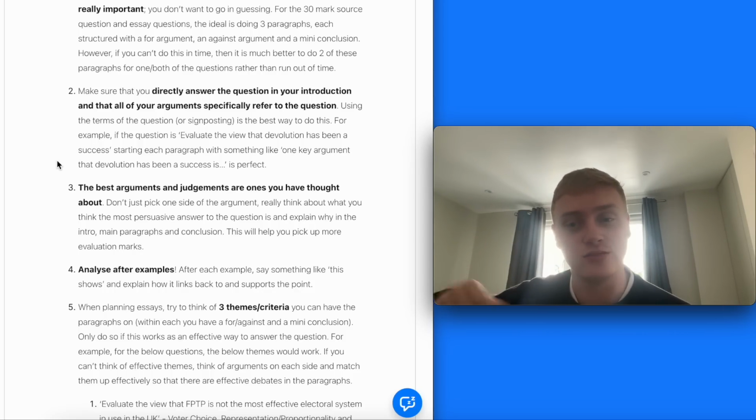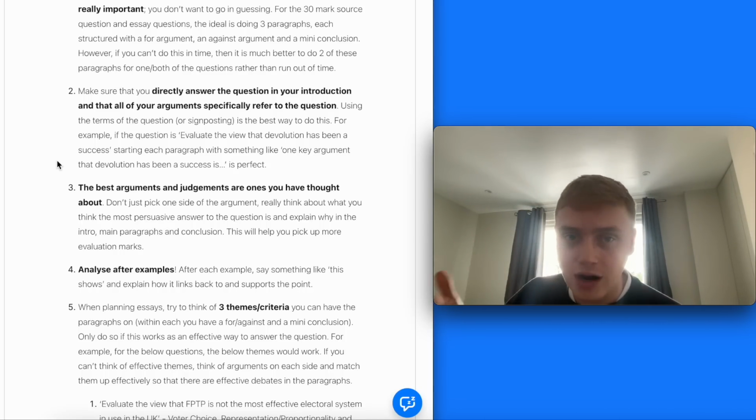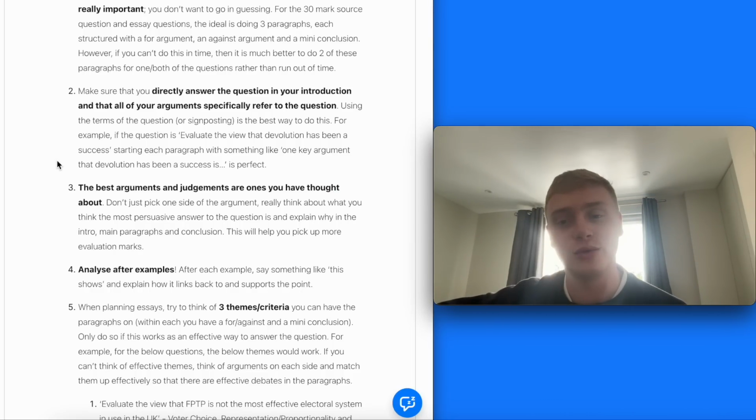Evaluate the view that devolution has been a success. Your first paragraph is on its impact on democracy. You should probably be starting with one key argument that devolution has had a positive impact on democracy is this, and then you want to specifically say exactly what the argument is. So you're directly answering the question, just using the terms of the question. You want to use those terms of the question in your mini conclusions as well.